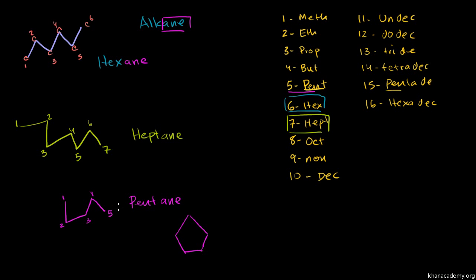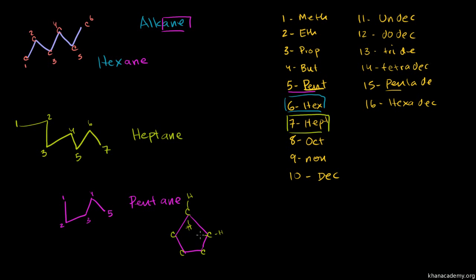I could draw the carbons here. Carbon, carbon, carbon, carbon, carbon. And just as a review, what you don't see is the hydrogens they're bonded to. Each of these guys has 2 bonds, so they must have 2 bonds with something else, and those are going to be with hydrogens.